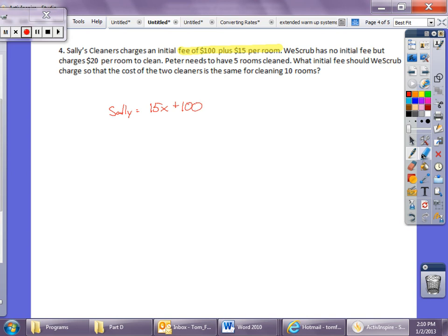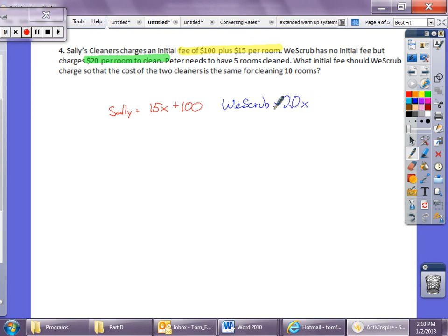And then we keep reading. WeScrub has no initial fee but charges $20 per room. So $20 per room. So if we say WeScrub, it's $20 per room, which is 20x.